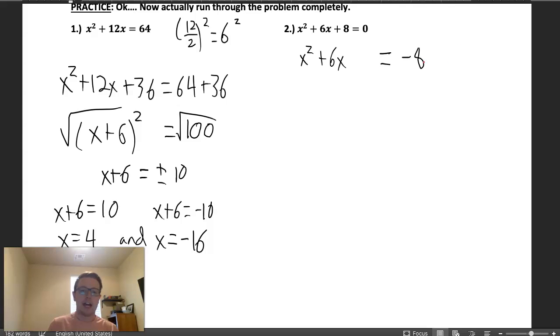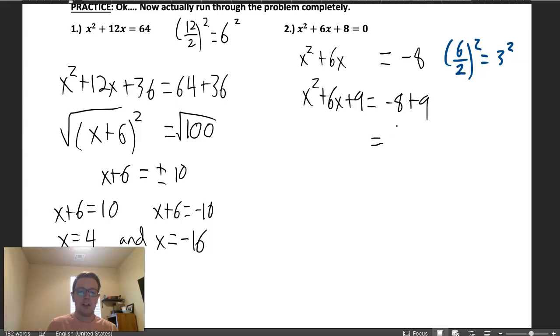Well, we're going to add b over 2 squared. What is b over 2? So we're looking for 6 over 2 squared, or 3 squared, and we'll add that to both sides. So we're going to make this x squared plus 6x plus 9 is equal to minus 8 plus 9. Our right-hand side, minus 8 plus 9, is going to give us 1.